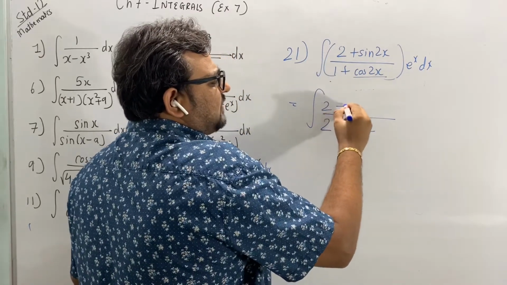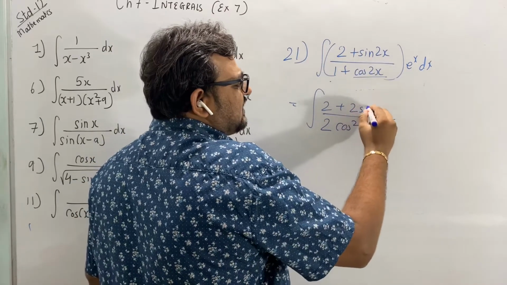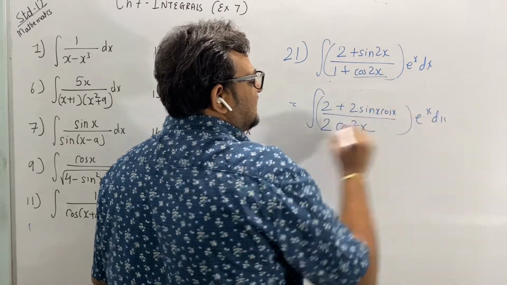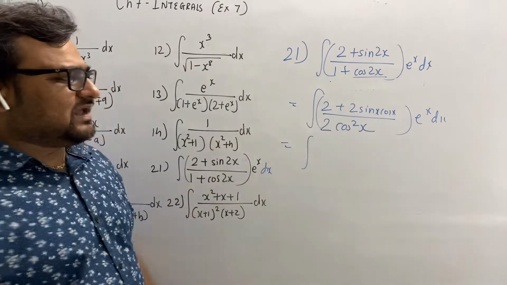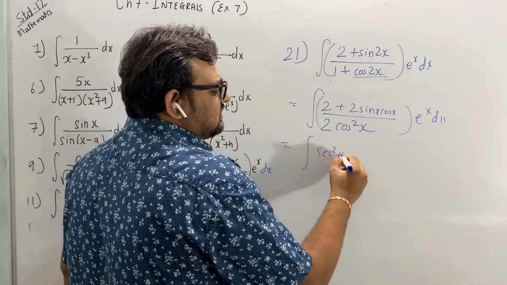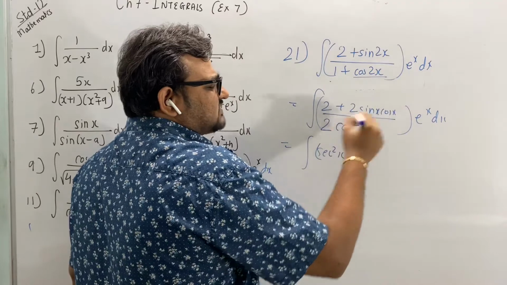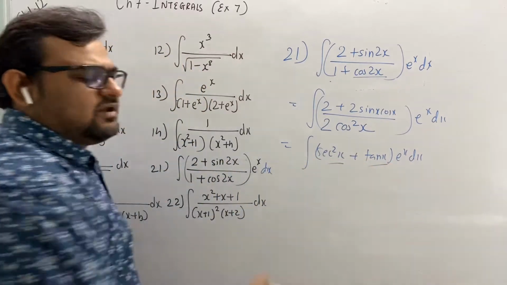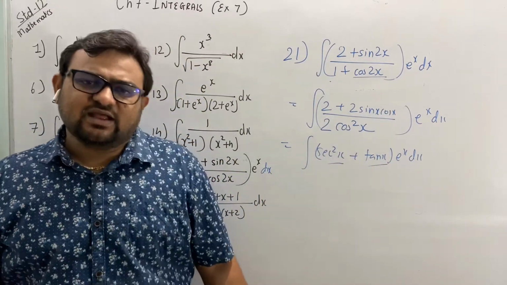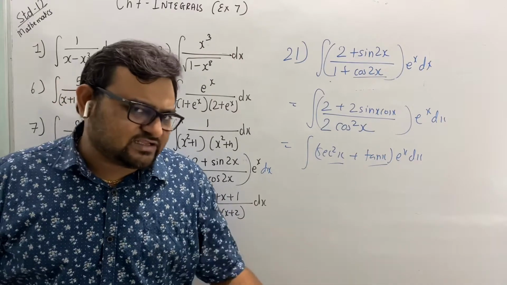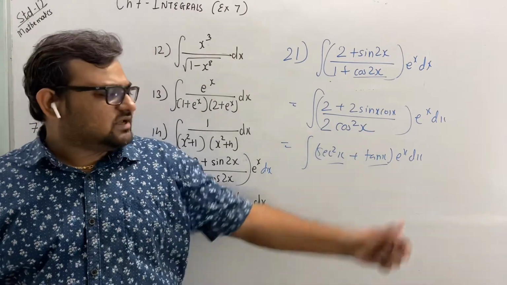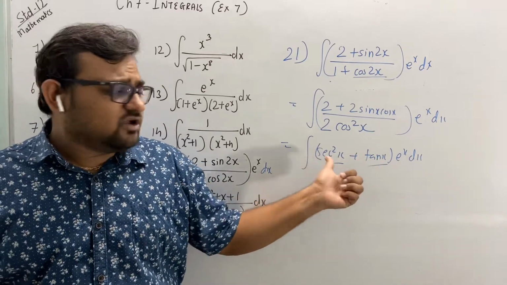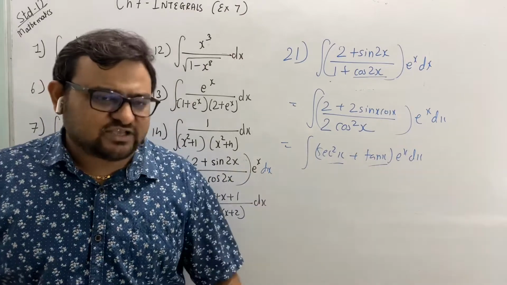And here, instead of sine 2x, I can write 2 sine x cos x, e raised to x dx. Now when I separate it, 2 will get cancelled: 1 upon cos square x is sec square x, and 2 gets cancelled, sine by cos. So now see here, f x and f dash x, right? One is the function and another is its derivative. So e raised to x into (f x plus f dash x). Tan x is the function and sec square x is its derivative. So it will be e raised to x tan x plus c. So solve it further, okay?